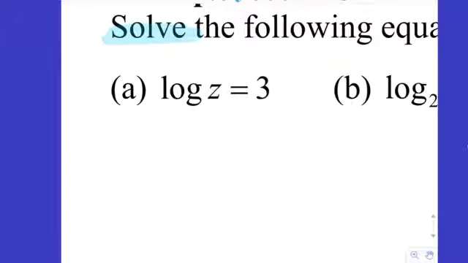Let's think about it. We want to unlock the z, right? The z is currently trapped behind a log base 10. So if we can undo logging base 10, we can free the z, right? Free the z. What is the inverse of logging base 10?